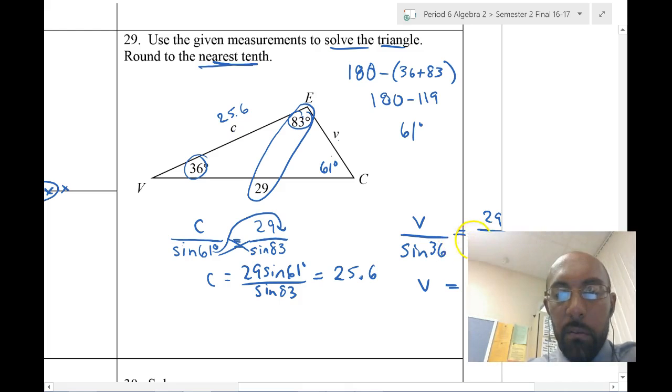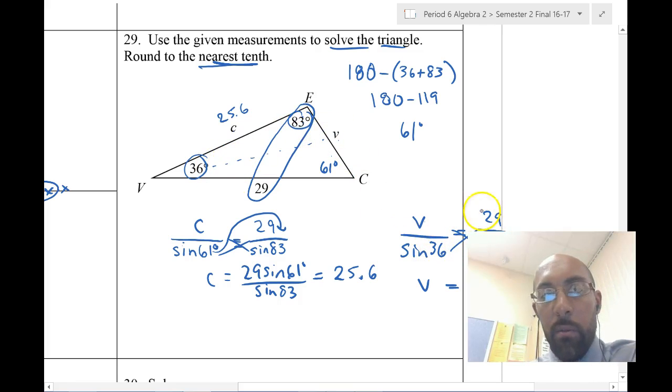Okay, so again, set up that same ratio. It's V over the sine of its opposite angle, and the opposite angle is 36. Then we use the pair that we know, which is 29 and 83. It's the same one, and we're going to use cross multiplication and bring the sine 36 up to the top, and we'll just simply enter that in the calculator. So I'm going to pause the video real quick to enter that in. Oops, sorry, that's not sine 36 on the bottom, it's sine of 83. Don't make that mistake.